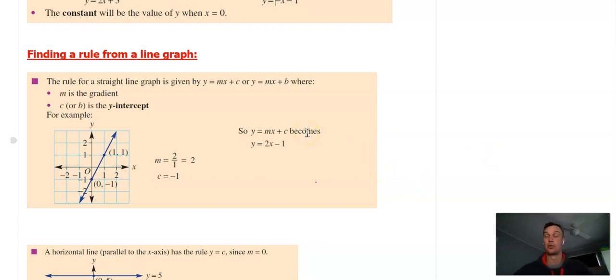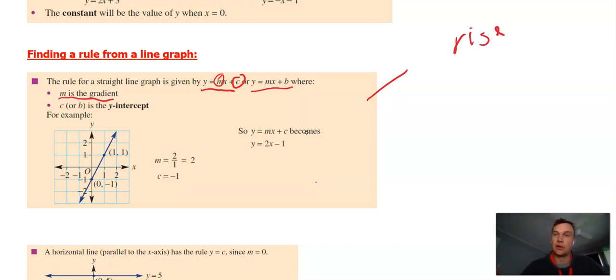When you're trying to find a rule for a straight line graph, you're basically doing the same thing, you're just observing it on a graph. The rule for a straight line graph, and I'd like you to write this down, is y equals mx plus c. Sometimes it can be y equals mx plus b, but in most cases we're going to use c. Each of these letters means something. The m in this rule is the gradient, and remember our gradient is rise over run. That's how you calculate m.